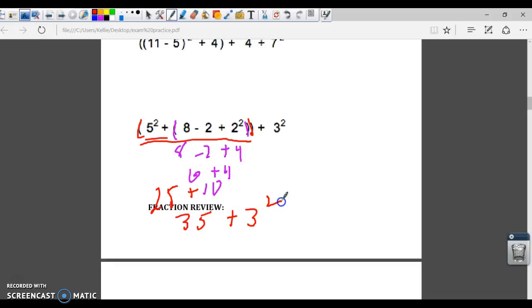Plus 3 squared. 3 times 3 is 9. Plus 35. So 35 plus your 9, 35, 36, 37, 38, 39, 40, 41, 42, 43, 44. All this equals 44. Okay, so let's see what we have next.